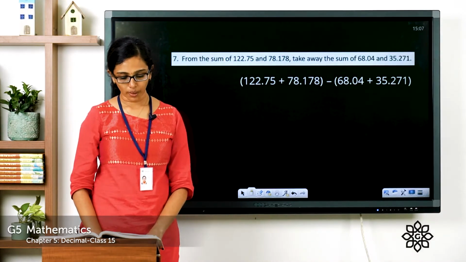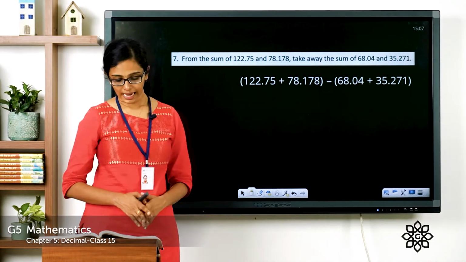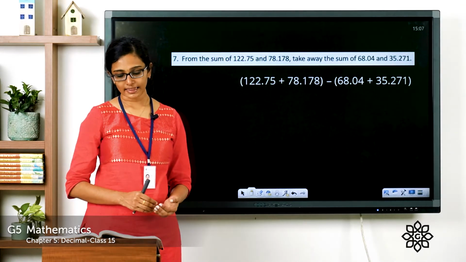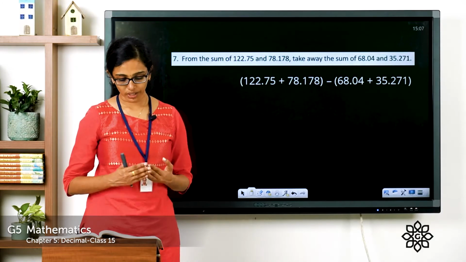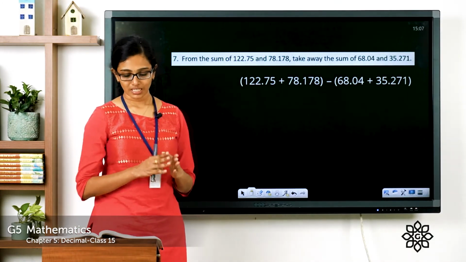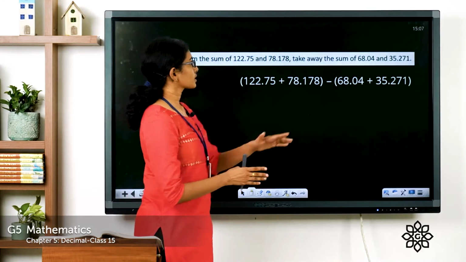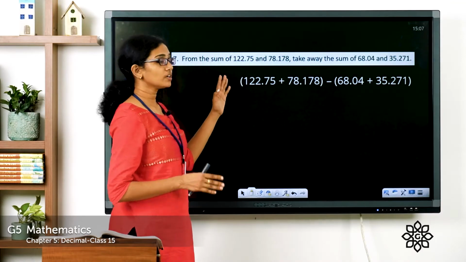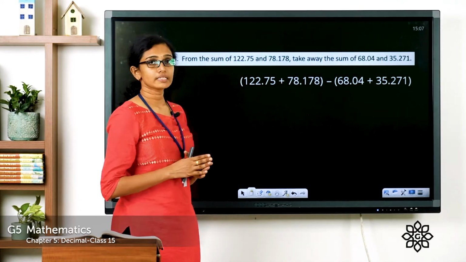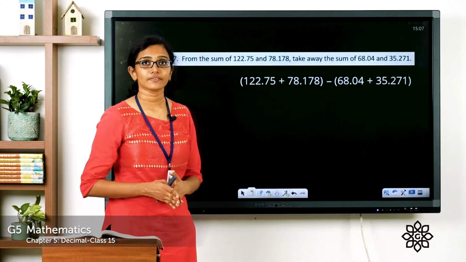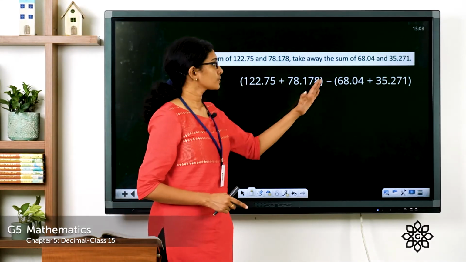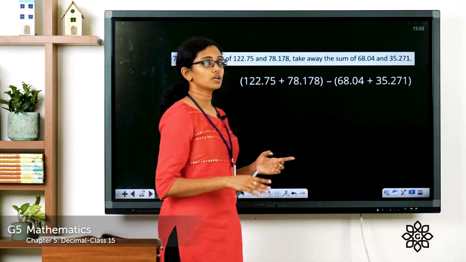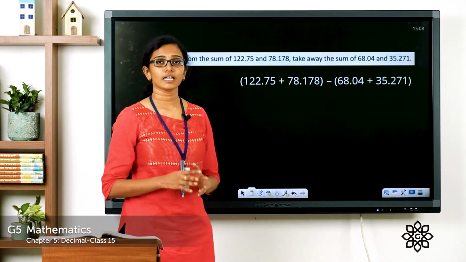From the sum of 122.75 and 78.178, take away the sum of 68.04 and 35.271. So what is given in the question? You're asked to subtract or take away the sum of this from this. So what you have to do? You have to first add 122.75 and 78.178 and then find the sum. Also find the sum of 68.04 and 35.271. Find the sum as well. Now you have to take their difference.